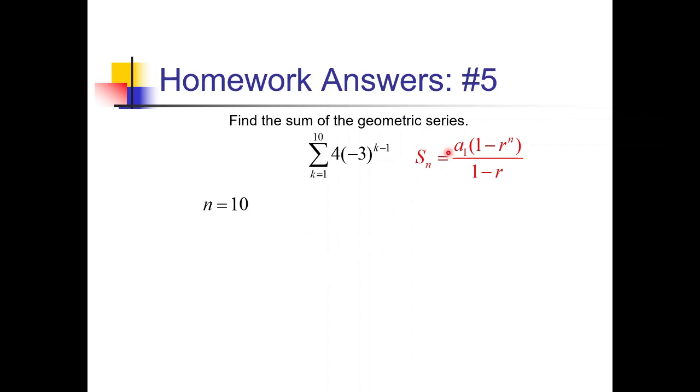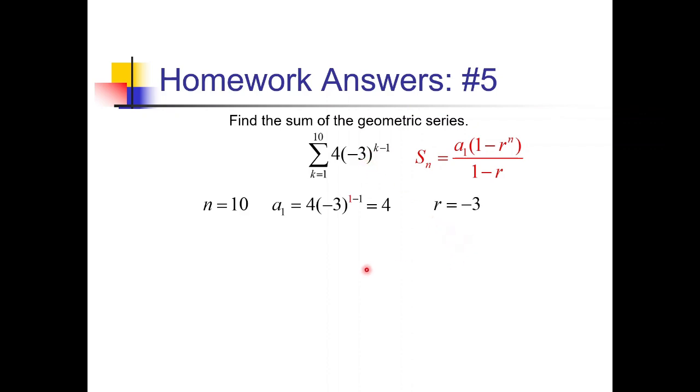For a sub 1, I just need to plug the lower limit of summation, which happens to be 1, into this formula. So 4 times negative 3 to the 1 minus 1. 1 minus 1 is 0. Negative 3 to the 0 is 1. So 4 times 1 gives us 4 for that first term. And then for the r value, that's the thing that I'm raising to the power here. So that's this negative 3 right here.